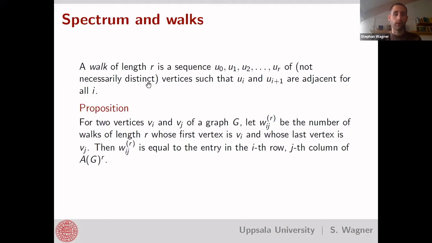But walks can be arbitrarily long, because you're allowed to repeat vertices. Now, it turns out that the number of walks of length r that take you from a vertex vi to a vertex vj can be obtained from powers of the adjacency matrix. Specifically, if you take the rth power of the adjacency matrix and then look at the ith row and jth column, that tells you how many walks there are from vertex i to vertex j that take precisely r steps.